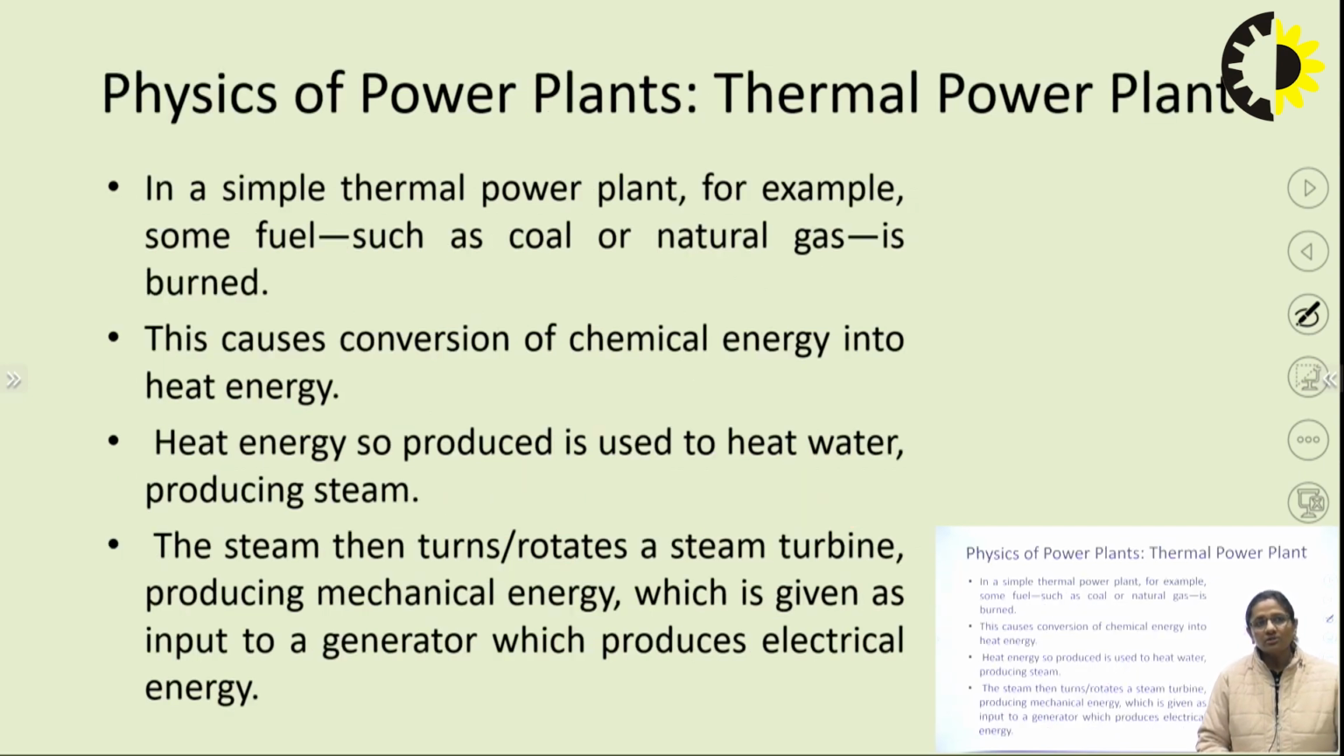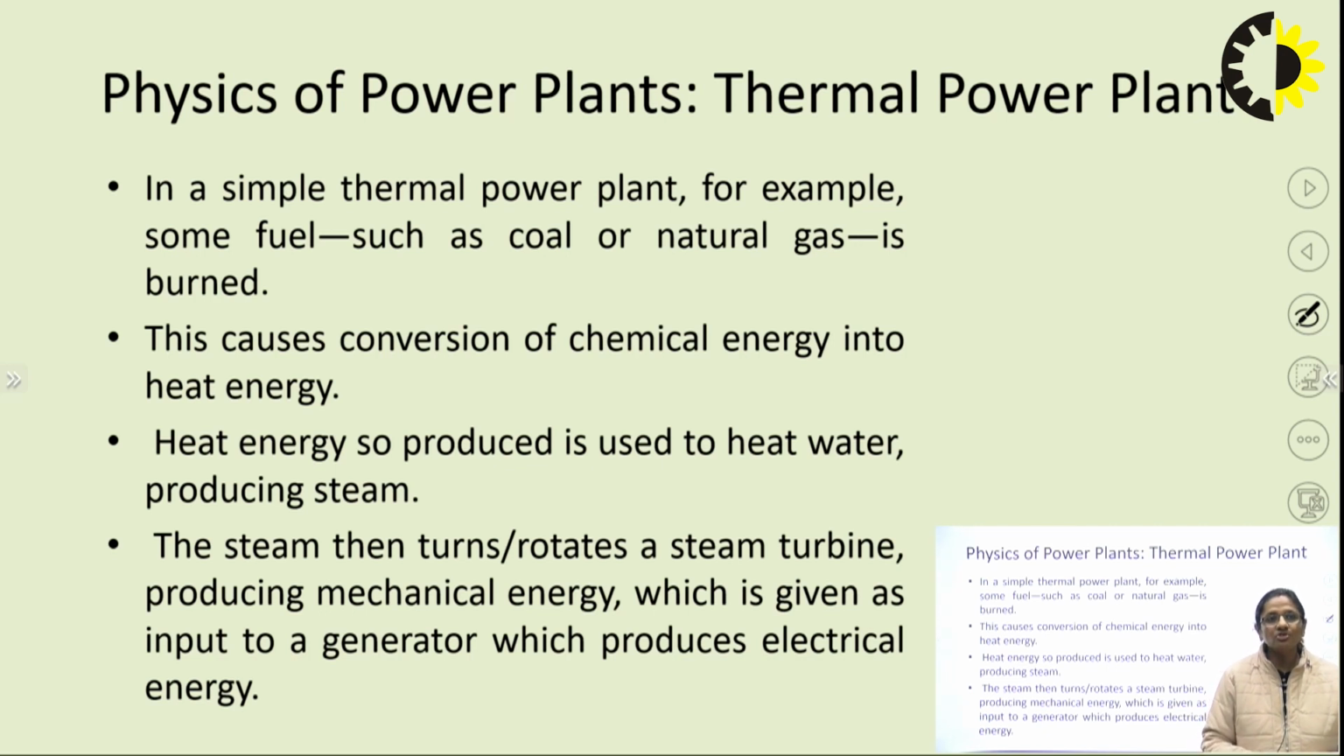Let us talk about the physics of power plants. It is actually about the conversion of various forms of energy. Let us talk about the physics in context with the thermal power plant. In a simple thermal power plant, for example, some fuel such as coal or natural gas is burned. This causes conversion of chemical energy. It is basically the conversion of chemical potential energy contained in the fuel into the heat energy.